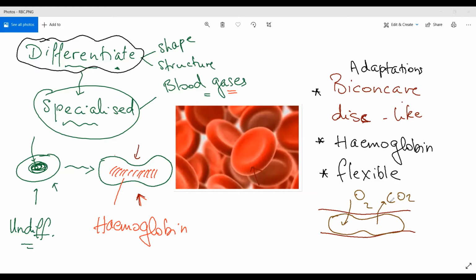Of course, later on we are going to take diffusion, and I'm going to re-explain this once more. Here I have certain adaptations that happened in the red blood cell to allow the red blood cell to perform its function. Now let's go to another type of cell. For example, like the muscle cells.